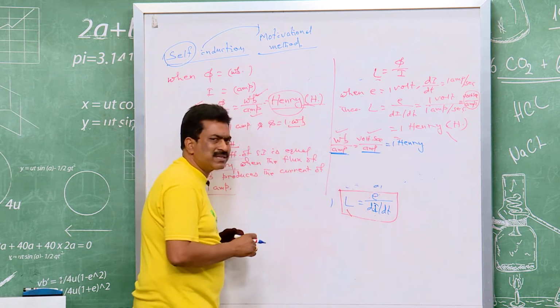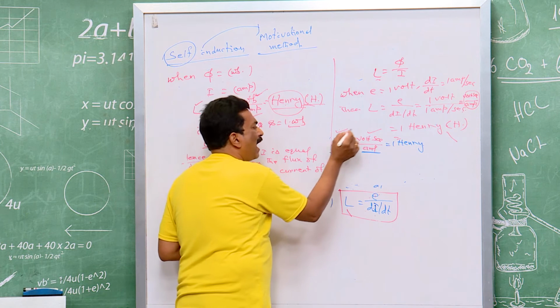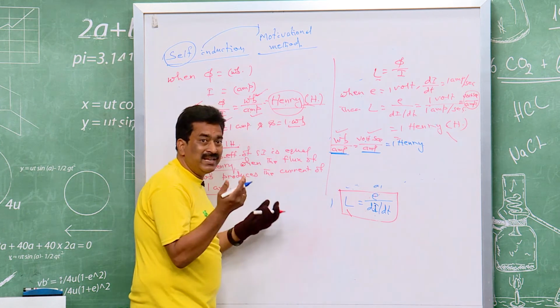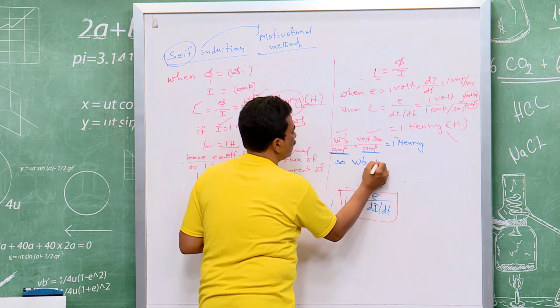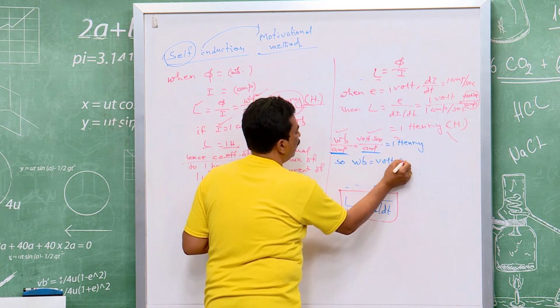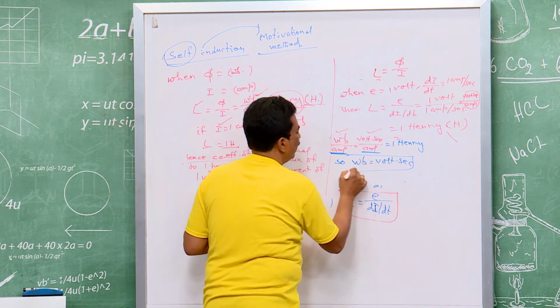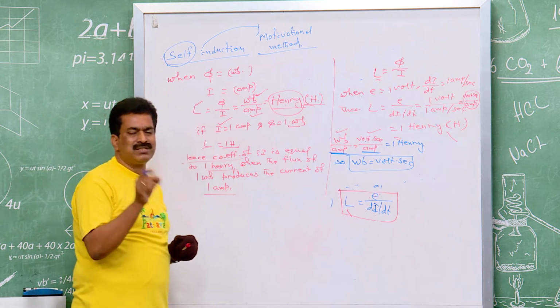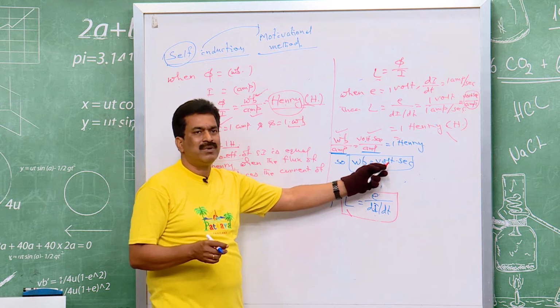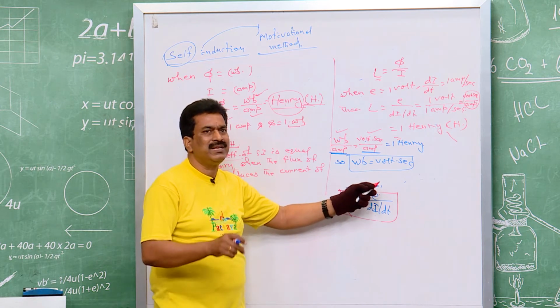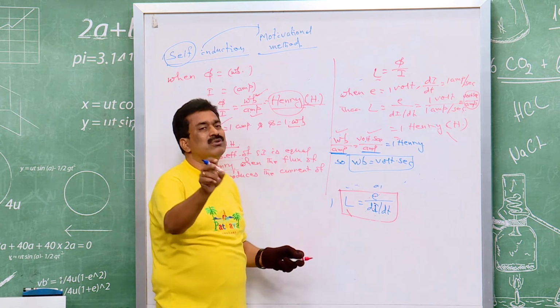So what will you guess now? This Weber and this volt into second, the two are the same. So Weber is equal to volt into second. This is also something you will find as a short question. So 1 Weber is equal to how much in terms of the voltage, or in terms of the second, the question will come.